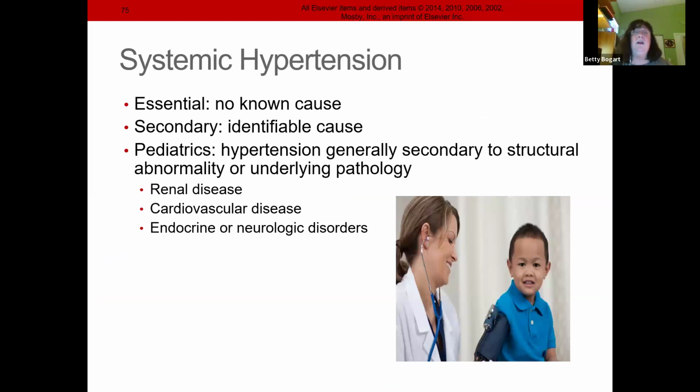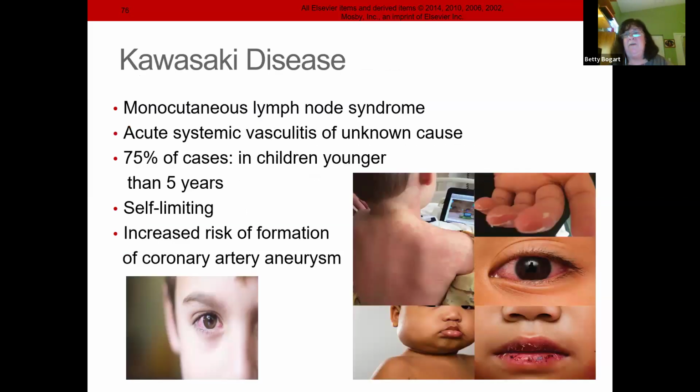When I first started in the ER, even 10 years ago, we didn't do blood pressures on kids younger than 5. And you know something? We found young kids having hypertension. And what does high blood pressure cause? Renal disease, right? You've learned this in med surg. So we're doing more blood pressures than ever.